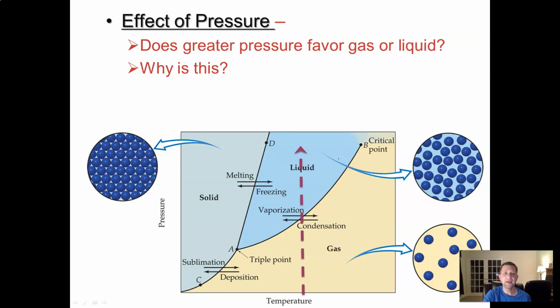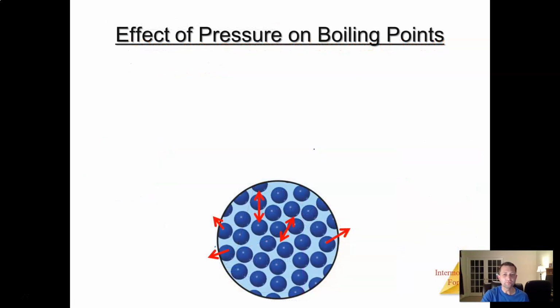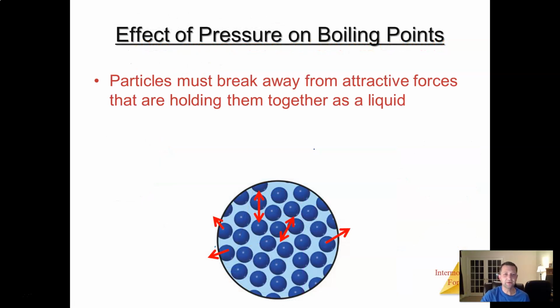So while pressure does matter, it doesn't really matter as much for your melting, freezing as it does for even your liquid gas. So does greater pressure favor a liquid or a gas? You can take a look at the diagram and figure that out. As pressure goes up, arrow going up here, we're more likely to be in the liquid state. So why is that? So we'll kind of wrap things up here with. Particles have to break away from one another. They have to break attractive forces that hold them together to turn into a gas, right?